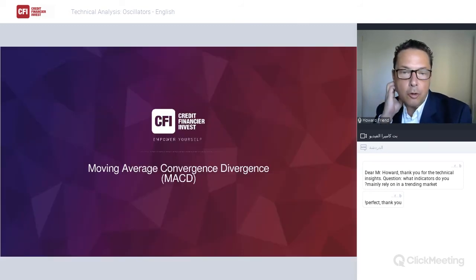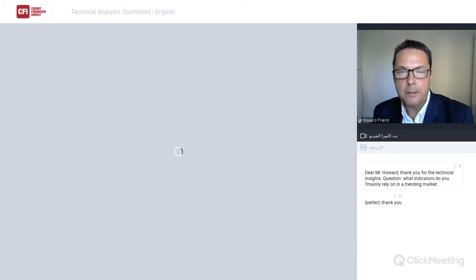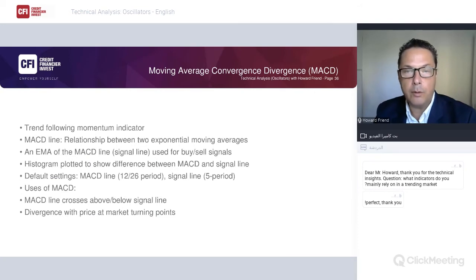Okay, another one I'm going to talk about now is the MACD, Moving Average Convergence Divergence. And this one is a bit more, I wouldn't say complex, but it's got more to it, and I'll explain in a bit more detail. So MACD is a trend following momentum indicator, a bit of a mouthful because it does more than one thing. The MACD line simply measures the relationship between two exponential moving averages. I covered those in the last presentation. If you need a bit more info on that, please give me a shout.